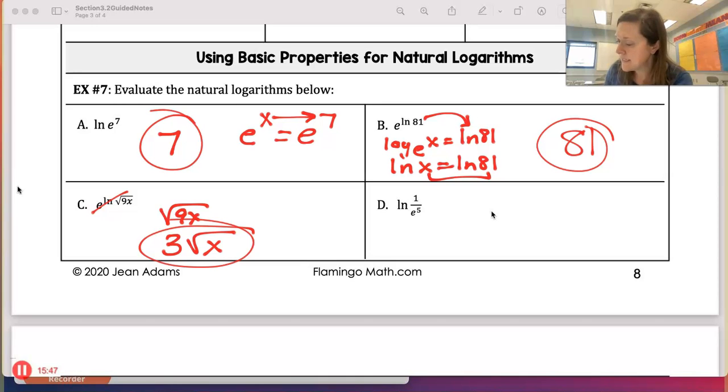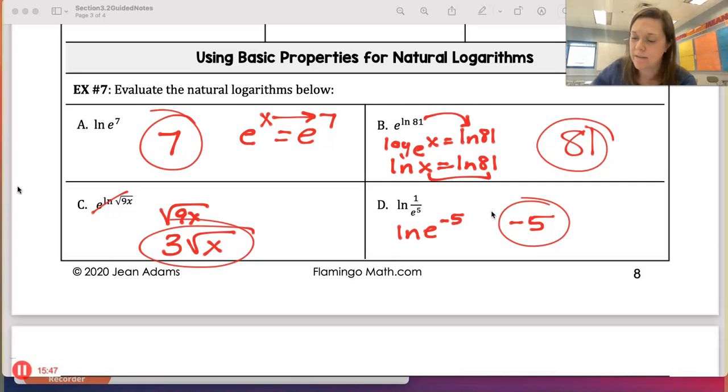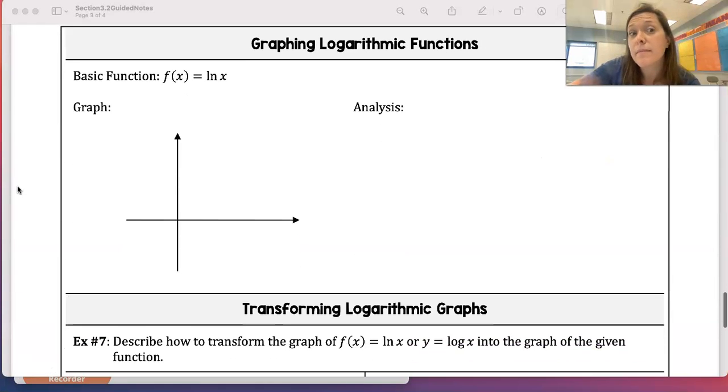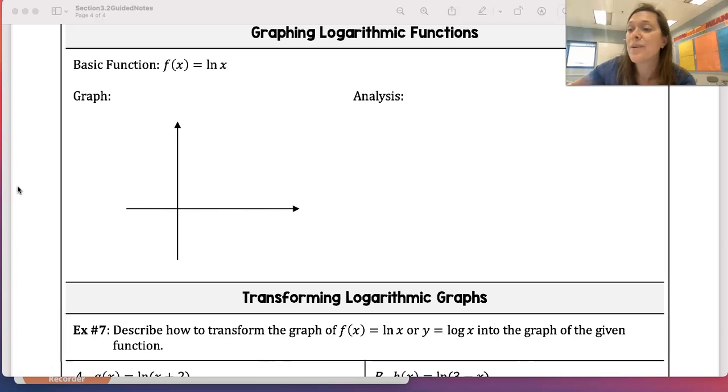And then for D, isn't that the same as ln of e to the -5? So -5? Yeah. Okay, so don't overcomplicate them. They're pretty simple stuff.